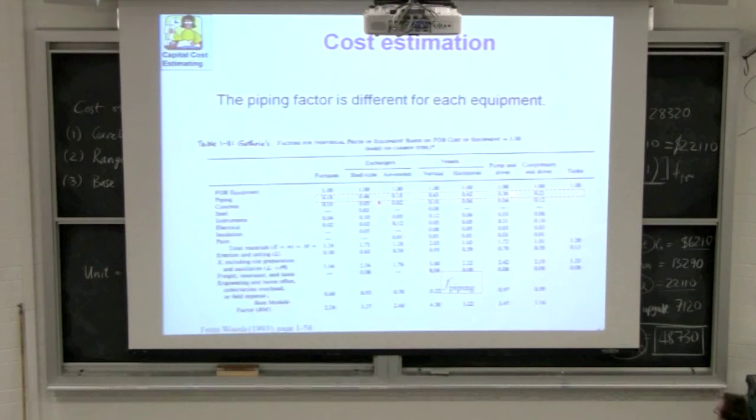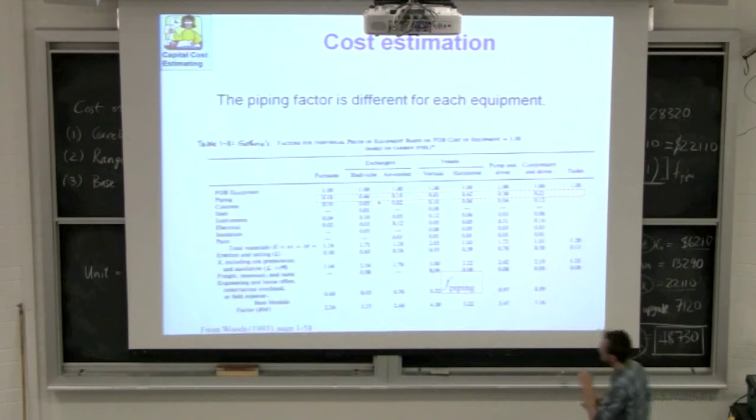0.61, 0.42. Pumps, I have a value of 0.3. So the bare module cost around a pump, there's just one entry and one exit pipe, so the piping cost is quite a bit smaller. Compressors and drives, and then tanks. These are just storage tanks. Okay, so this table is also interesting because you can see how the various bare module factors add up.